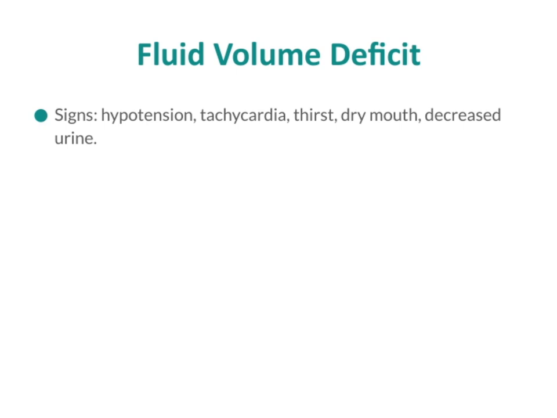The signs are clear: low blood pressure, or hypotension, and a fast heartbeat, known as tachycardia. You might also feel intense thirst and notice a dry mouth. Another key sign is decreased urine output. These symptoms tell us the body is struggling to maintain balance, and they help guide us to the right treatment.